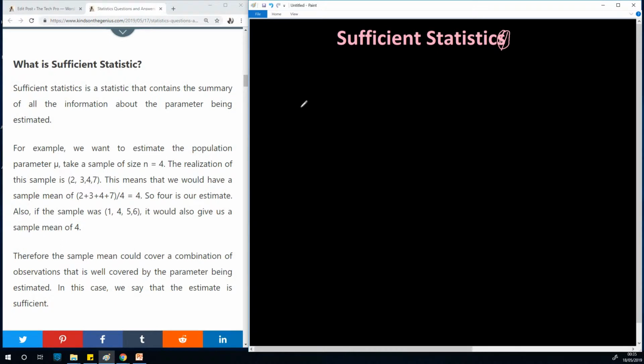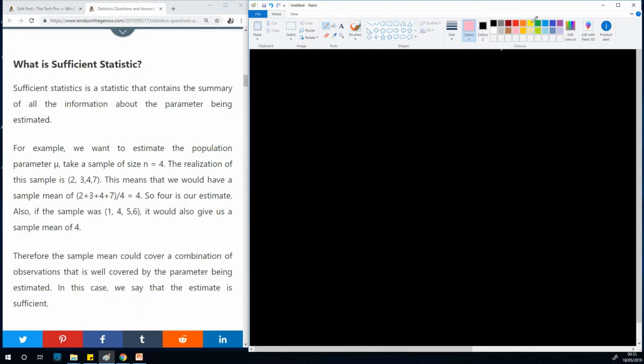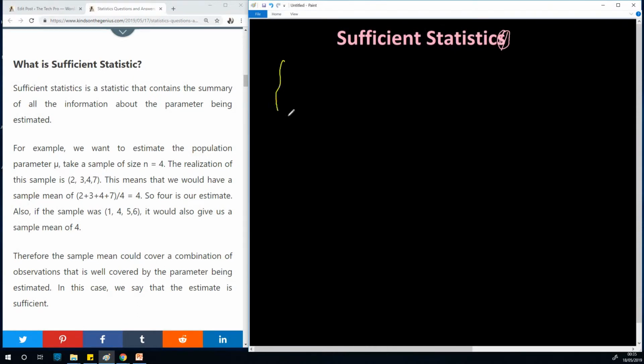Now, a sufficient statistic is a statistic that contains the summary of all information about the parameter being estimated. So let's illustrate. Let's say we have a population. I normally use a population to illustrate. And then we have a parameter that we want to estimate. Let's say that parameter is this, and that is the mean of this population. And to get it, we take a sample, put some items in this place, and we have a sample mean.